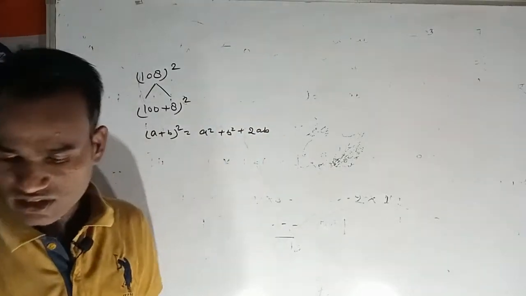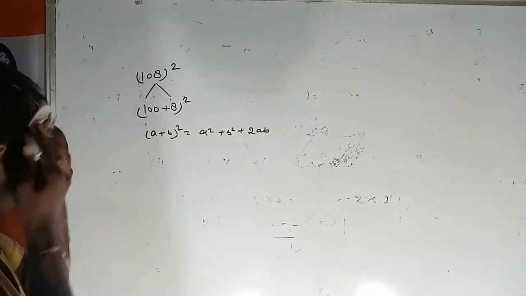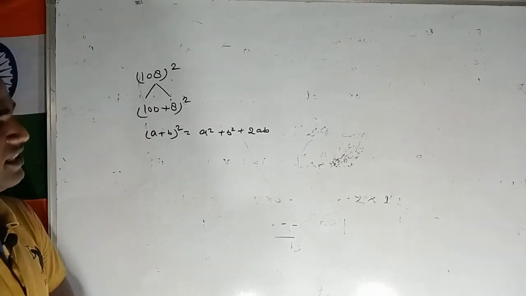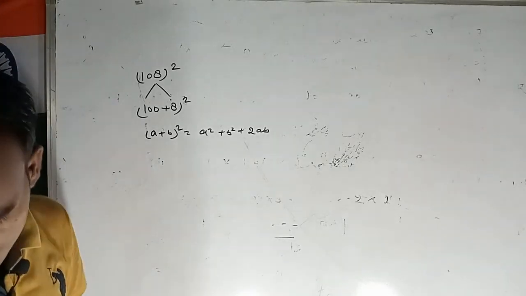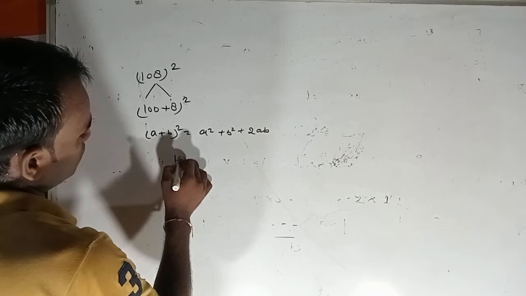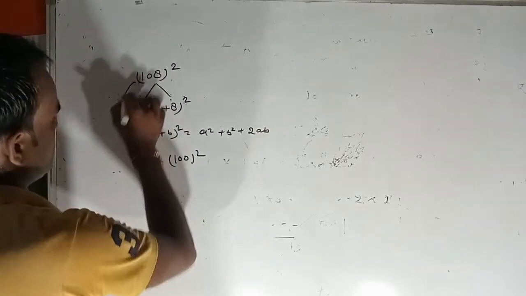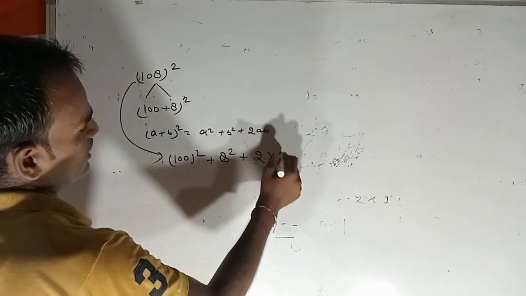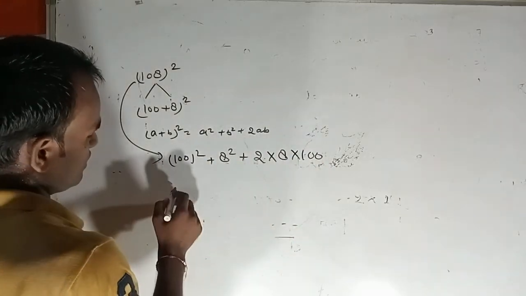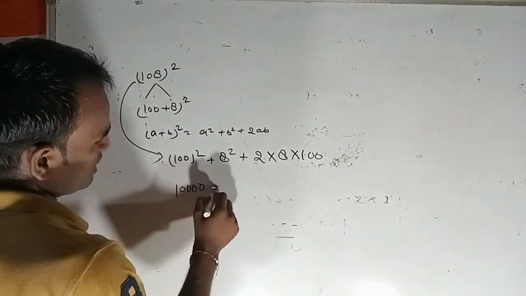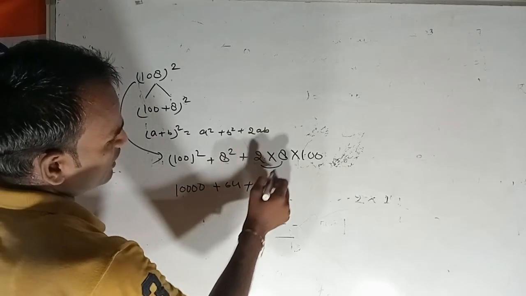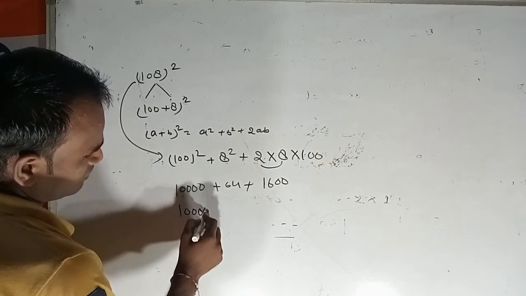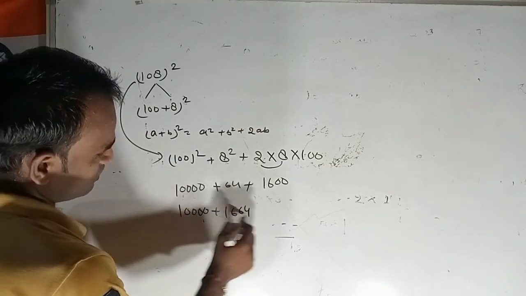This is the basic identity we should know. We should remember it. So what will be the value of a? The value of a will be 100 and the value of b will be 8. So we will do 100 to the whole square plus 8 to the whole square plus 2 into 8 into 100. This will be 64, and this will be 1600. Then plus 1664, then what will be the answer?